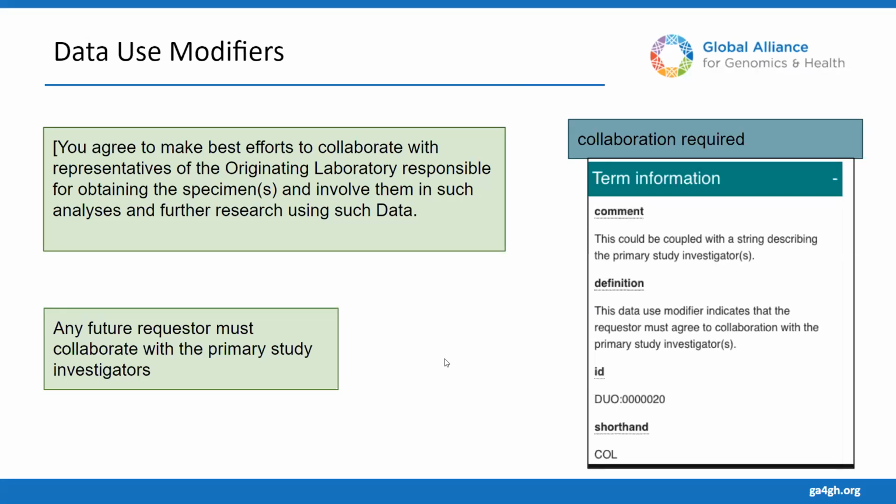This is another data use modifier called collaboration required. And this modifier indicates that the requester must agree to collaborate with a primary study investigator. The way that would look in a clause is, "you agree to make best efforts to collaborate with representatives of the originating laboratory," or "any future requester must collaborate with the primary study investigators." Next slide, please.